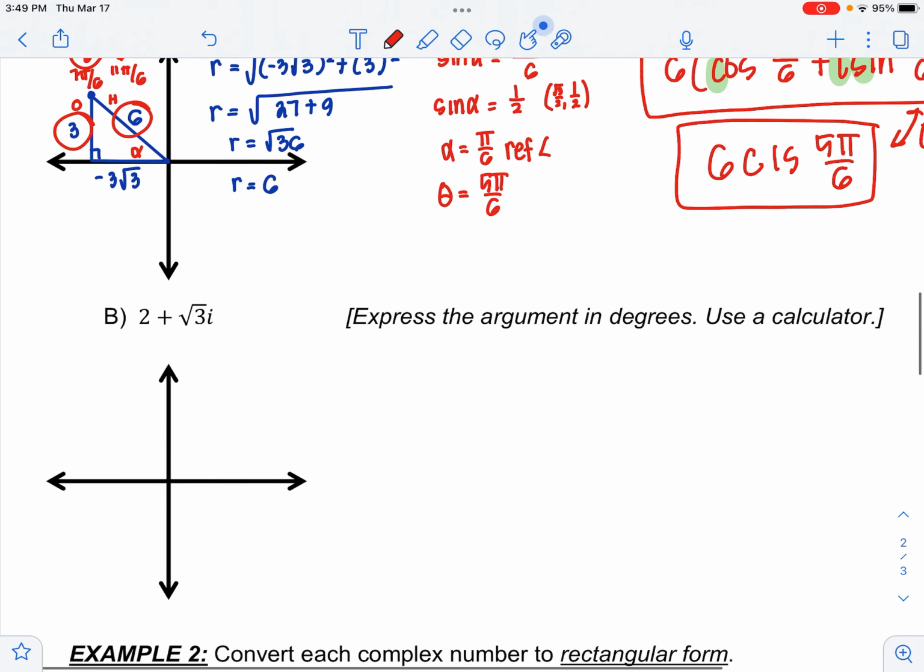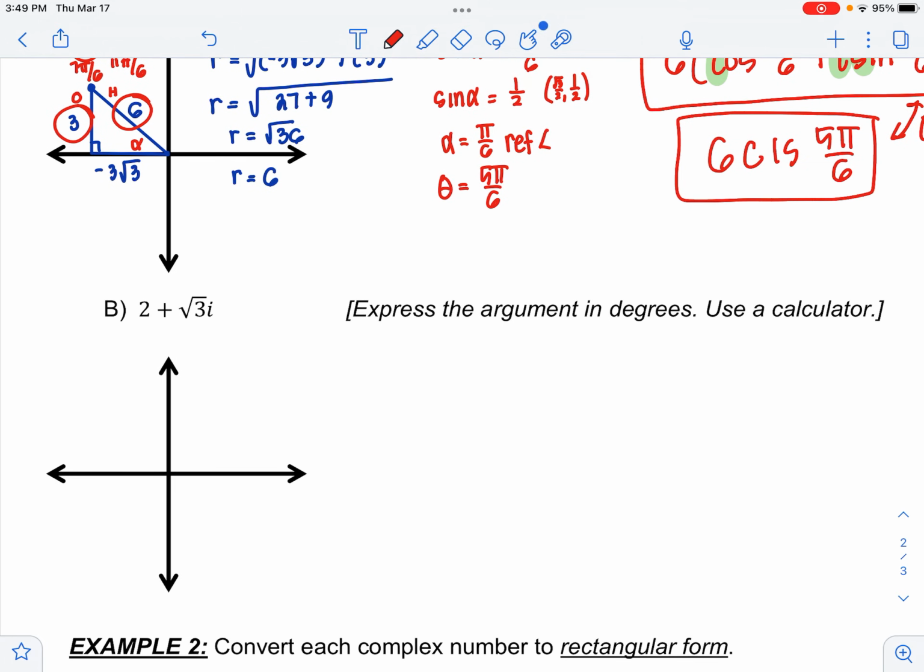All right, next one. We have 2 plus root 3i. That is a rectangular number. I need to convert it to polar. I have x and y. I need r and theta. So we are going to start by plotting this point. Go right 2, up root 3, and say it's about there. Connect that, make it into a right triangle.